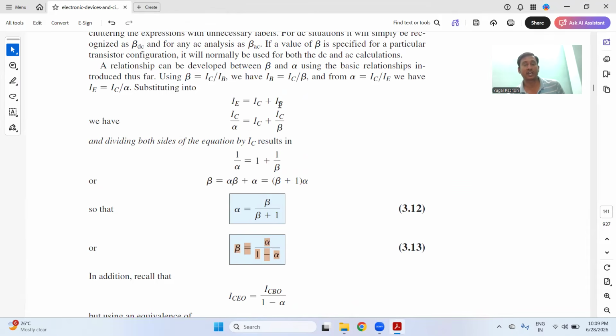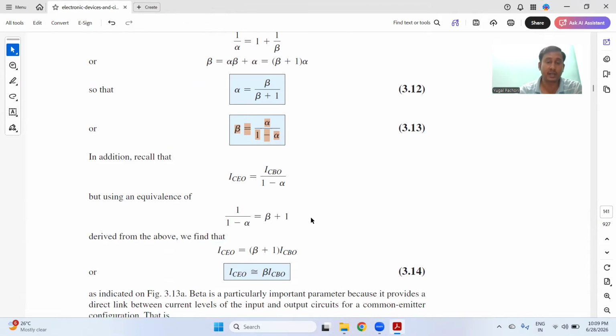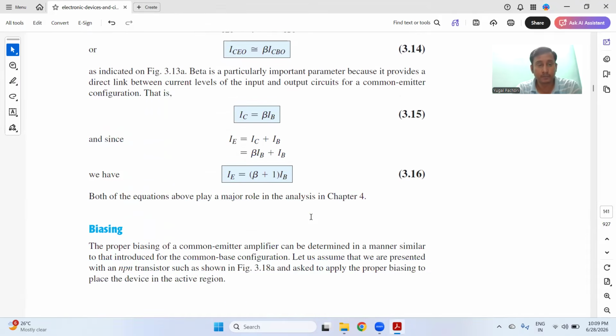IE is equal to IC plus IB. Divide by IC: 1 over alpha is equal to 1 plus 1 over beta. Taking beta common and multiplying, you get alpha is equal to beta over beta plus 1, and beta is equal to alpha upon 1 minus alpha. You can remember this and prove it whenever it is asked.